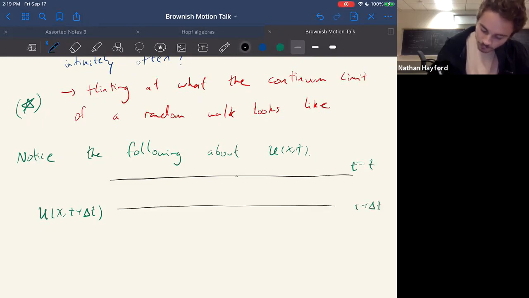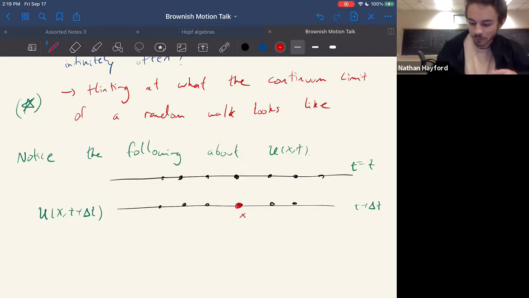this site. So let me draw a couple dots here so I can fill things in. So maybe, I don't know, I start here. So this is the site I'm at. This is u of x and t. So this is position x. No, sorry, that's not what I want to write. This is position x at time t plus delta t. And I want to know the probability that I actually end up at this site.